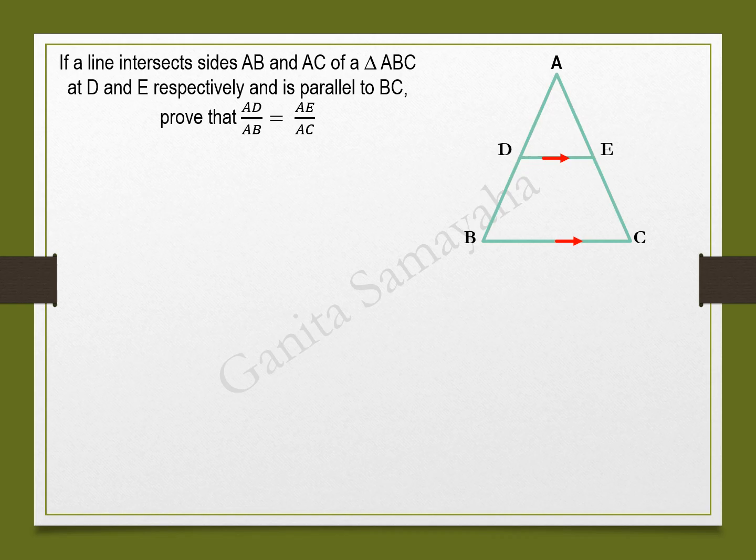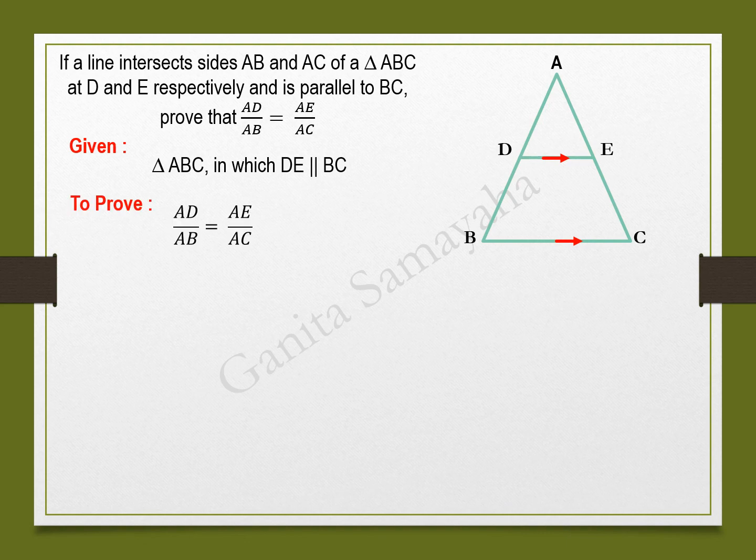Is it clear? So let us write down what we are given. What are we given? A triangle ABC in which DE is parallel to BC. Then what are we asked to prove? We are asked to prove that AD by AB equal to AE by AC.